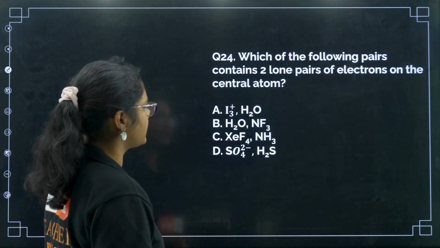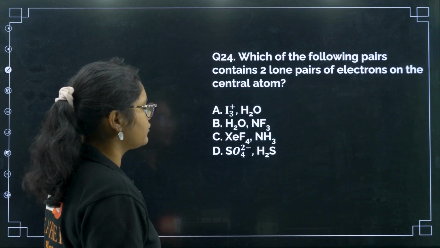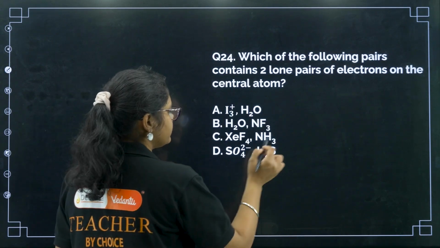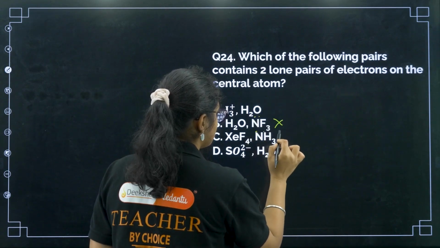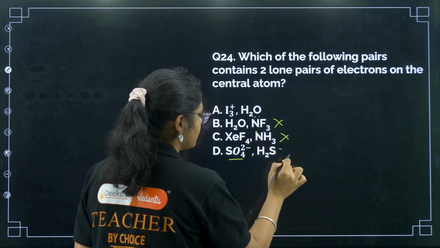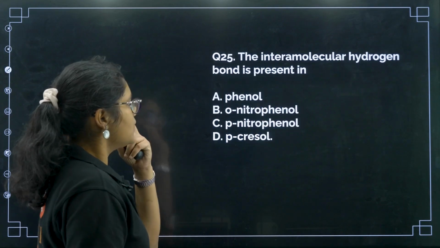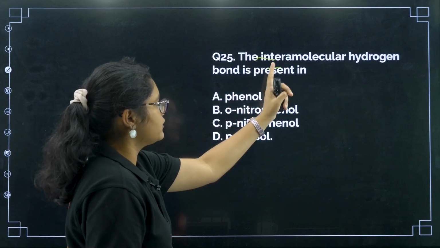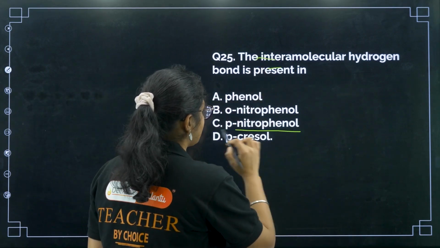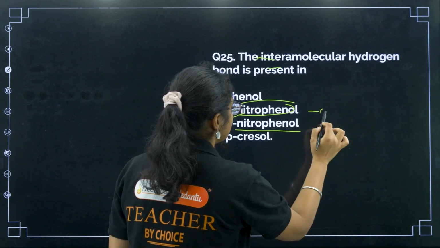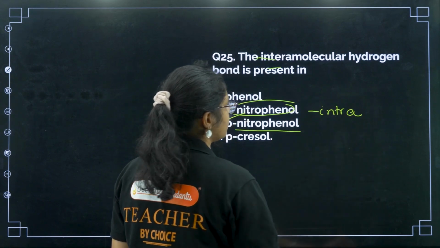Next, which one of the following contains two lone pairs of electrons on the central atom? So if you see NF3 has one, NH3 has one, we can eliminate this one. SO4 has no lone pair, eliminate this one. So option number A is the correct answer. Intermolecular hydrogen bonding is present in para-nitrophenol. In ortho-nitrophenol you will get intramolecular hydrogen bonding.